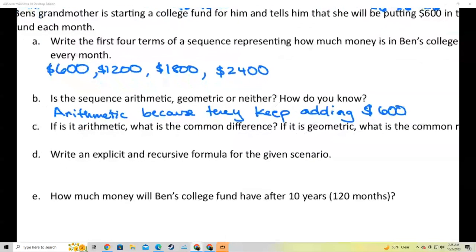If it's arithmetic, what is the common difference? If it's geometric, what's the common ratio? Well, because it's arithmetic, then I know I have a common difference. And the common difference, we represent that with the letter D, if you remember. I'm going to say the common difference is $600. Write an explicit and recursive formula for the given scenario.